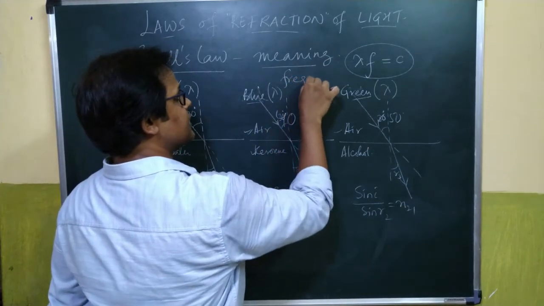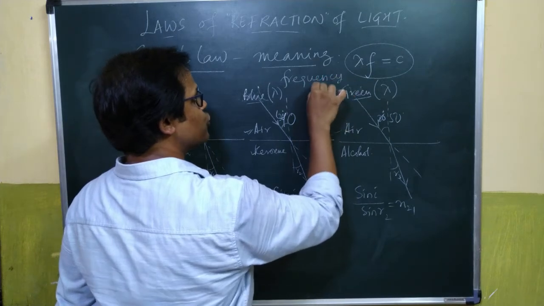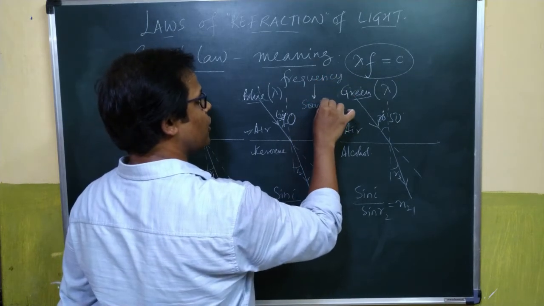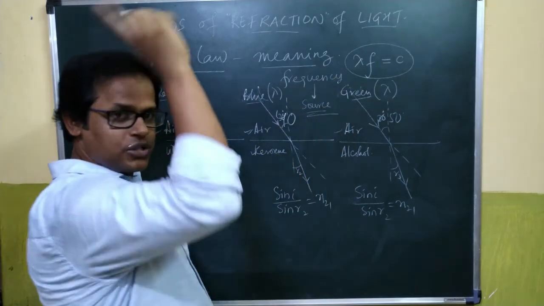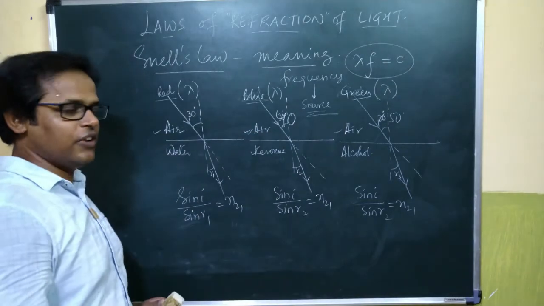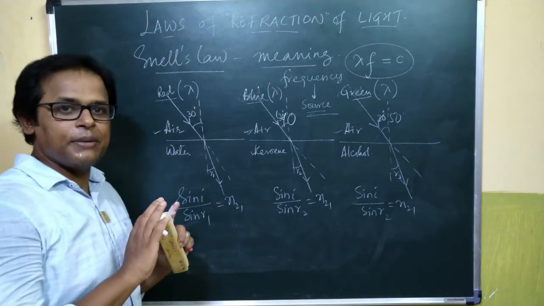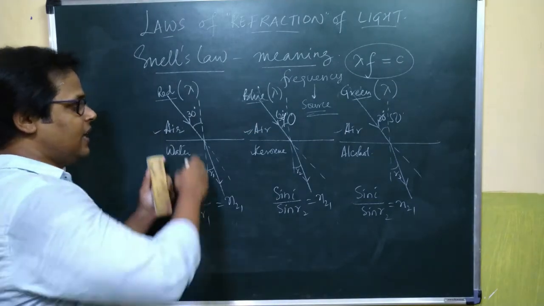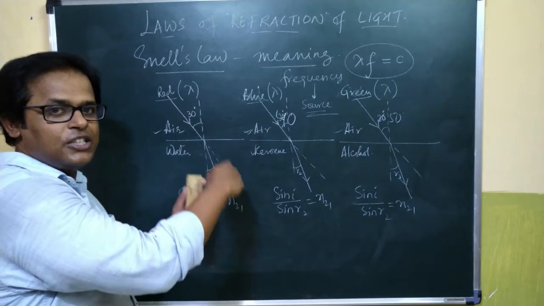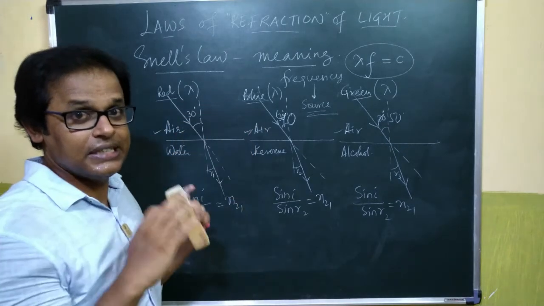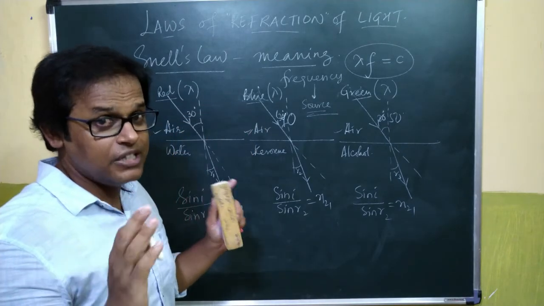Frequency is decided by the source of production of light. So the source itself decides what the frequency of radiation should be, and that is completely unaffected as light passes from one media into another. Is that clear? Please check it out.